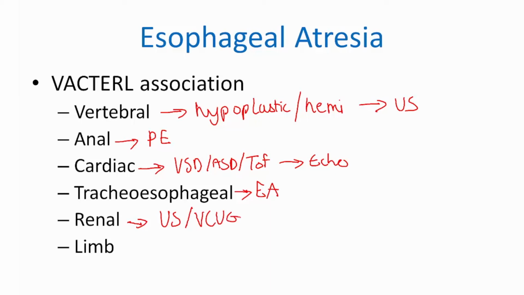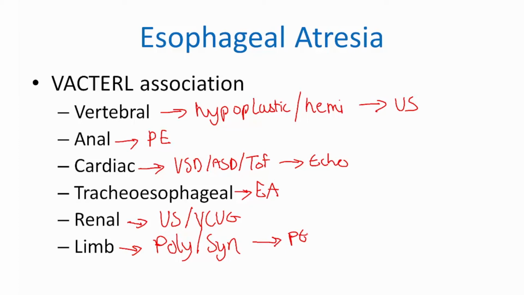Limb defects are especially common, and these include polydactyly, which is when you have an extra digit, or syndactyly, when you have the webbing of the fingers. We diagnose this with a physical examination. Another common defect is thumb defects.